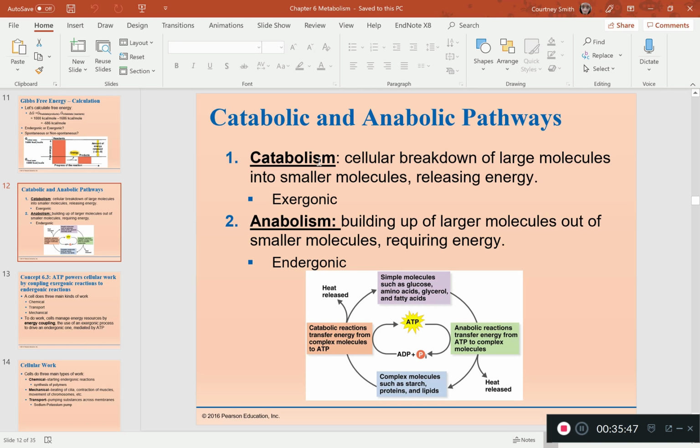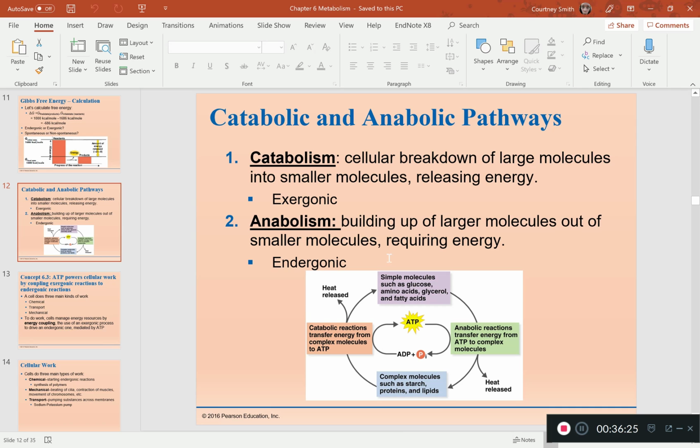And with catabolism, you're releasing energy. Since you're releasing energy, you're releasing heat. If you're releasing heat, it is exergonic. And then with anabolism, you require energy, so you're absorbing it, you're taking it in, so it's endergonic. So that's the big picture of catabolism and anabolism. And also, because catabolism is exergonic, it is also considered spontaneous, whereas anabolism is non-spontaneous. So that's the big picture of those two reaction types.